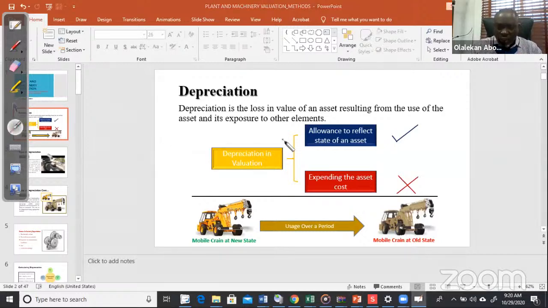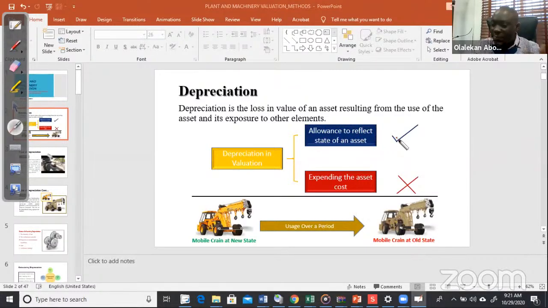I want to be able to pick a pointer, so I have to go to a software. You can see my pointer now. What we are saying is that depreciation in valuation relates to using it as a strategy or as an allowance to reflect the state of the asset. And that's what you see here. That is the relevance of depreciation to us.